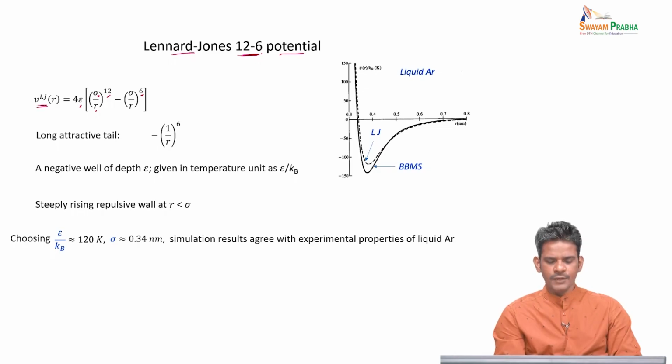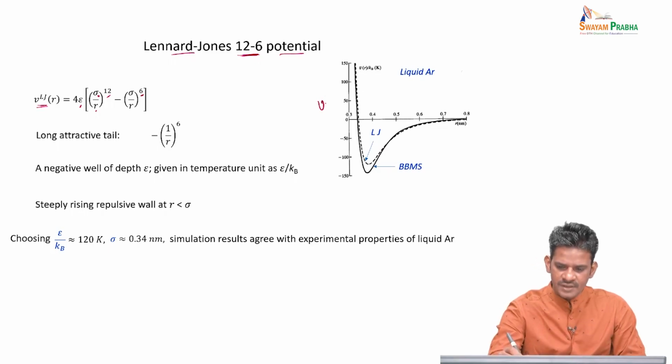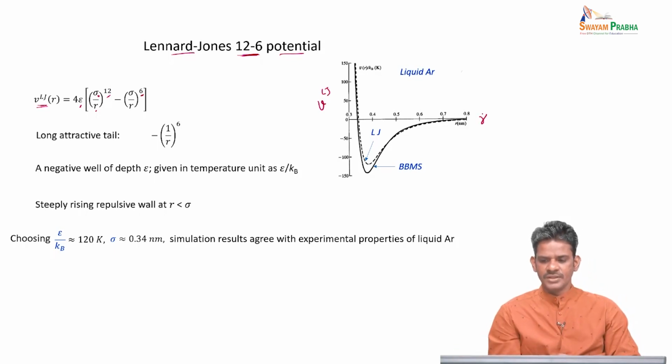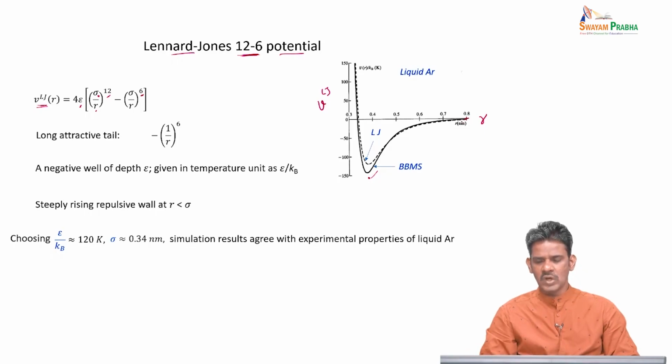Now if you look at the plot of this function, so you plot V_LJ as a function of distance r. So it goes something like this. Initially at a very small r, the V is highly positive, and then it comes down, goes through a minimum, and then it increases and goes to 0 at a long distance.